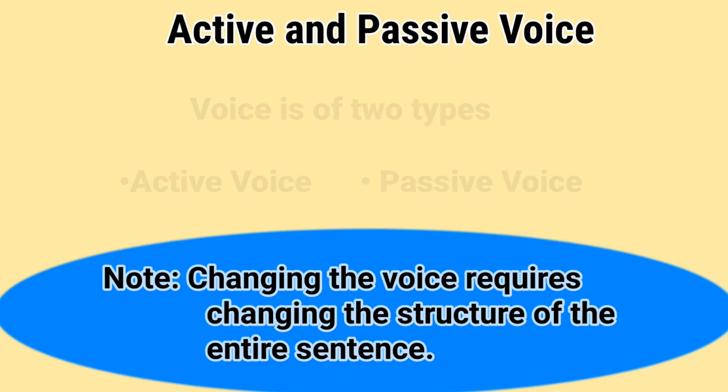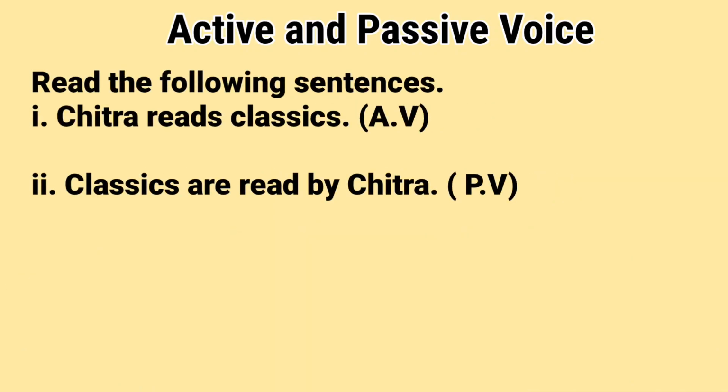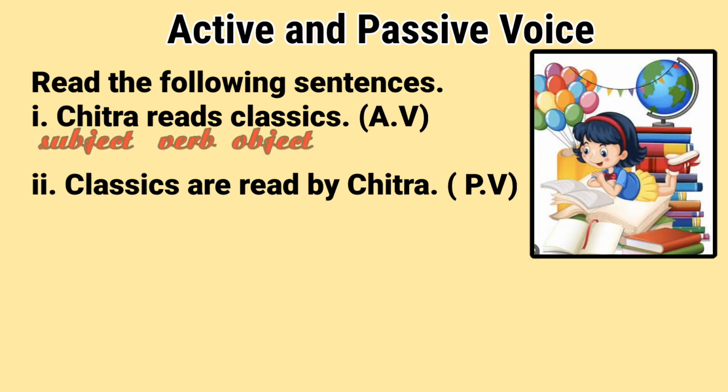Let me read the following sentences and explain. Chaitra reads classics. Classics are read by Chaitra. Both the sentences convey the same meaning, though they look different. However, in the first sentence, Chaitra is the subject, and does something directly. The emphasis is on the doer, so Chaitra is the active subject. The verb is in active voice. The verb has an object, the classics. The action is expressed directly in the first sentence. The subject acts in the active voice.